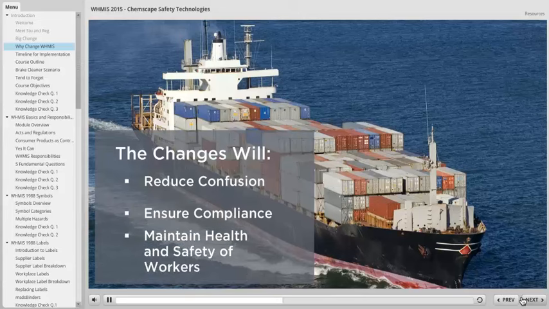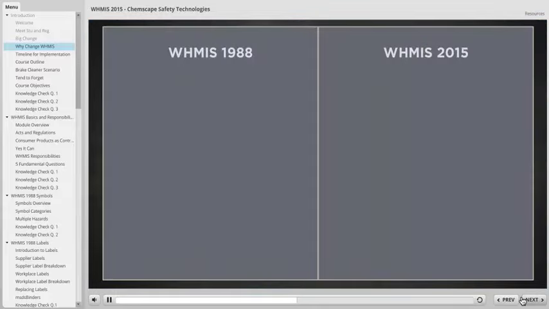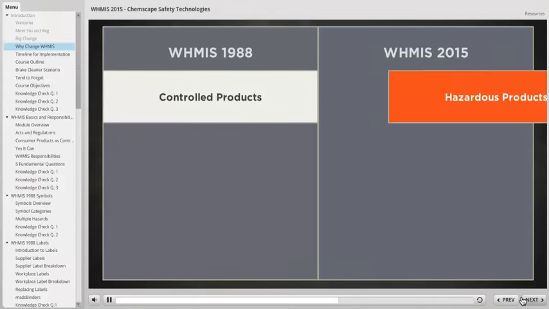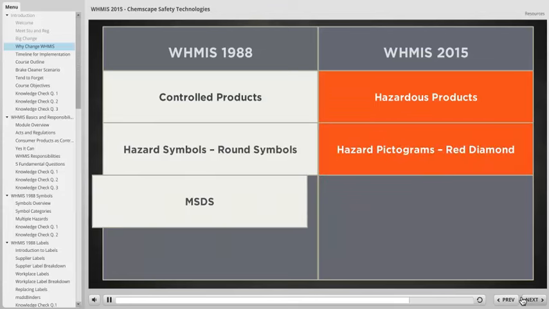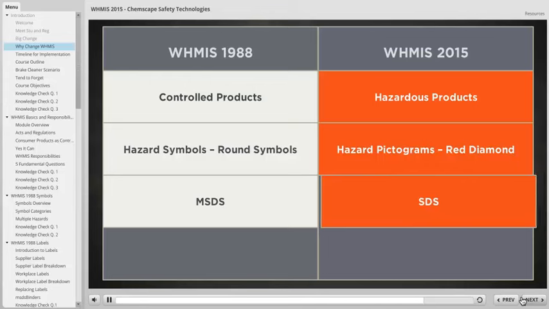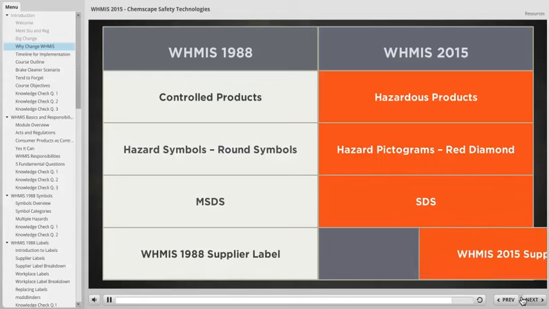So, what has changed? Let's quickly review some of the significant changes from WHMIS 1988 to WHMIS 2015. Controlled products will now be known as hazardous products. Some of the hazard classes are different, and there's more of them. The round hazard symbols will now appear as red diamond symbols. The MSDS will now be called an SDS. There will also be visible changes to supplier labels in the workplace.